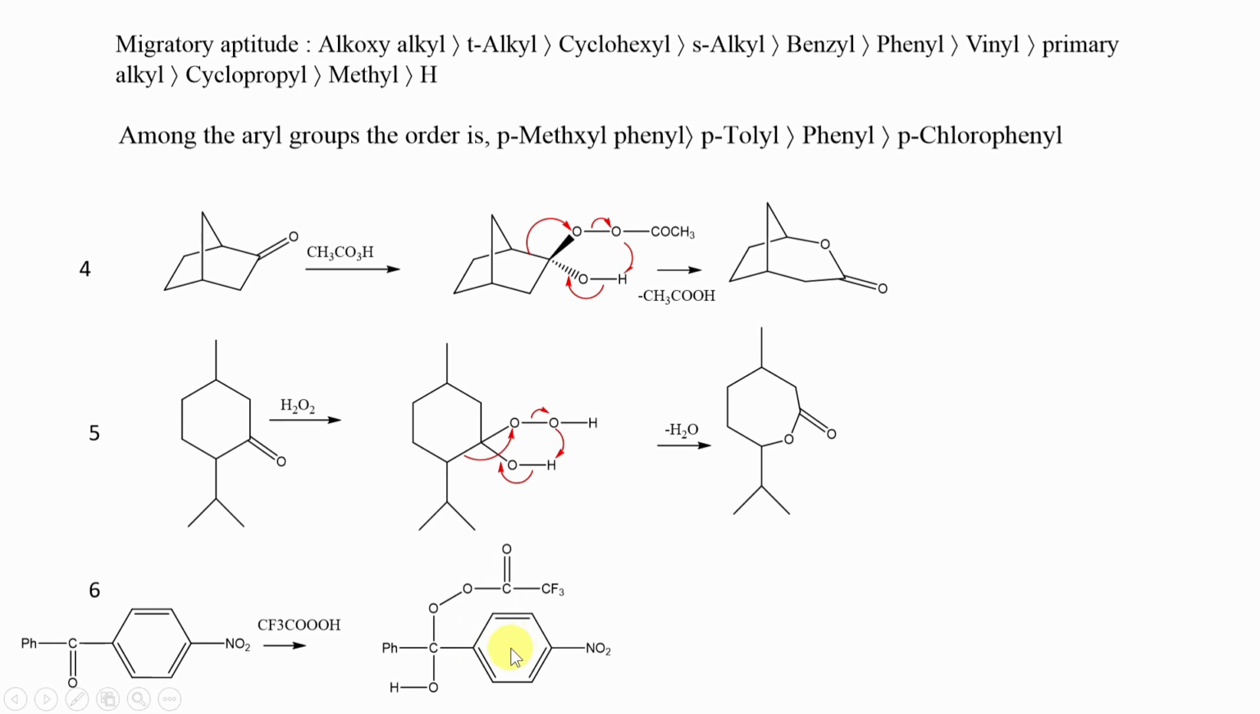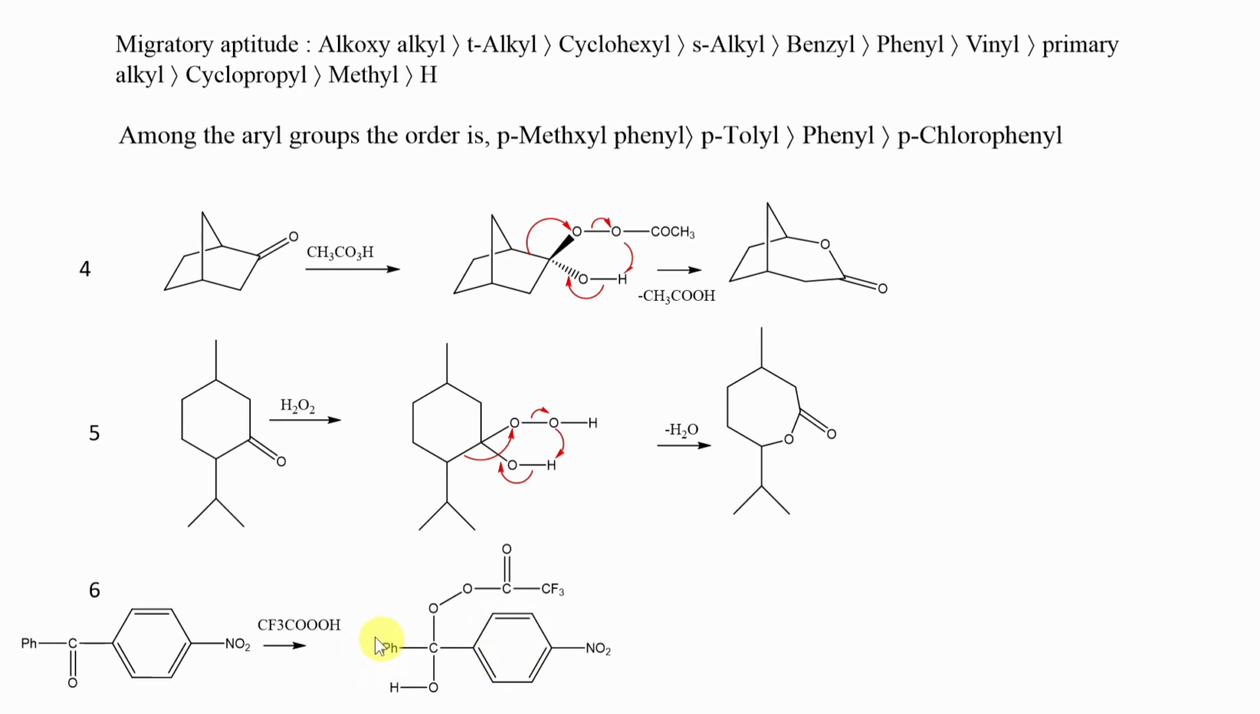Then the migration of the alkyl or aryl group. You can see here is a phenyl group and it is a nitrophenyl group. Because of the presence of this nitro group, it is an electron withdrawing group at the para position of this phenyl group.